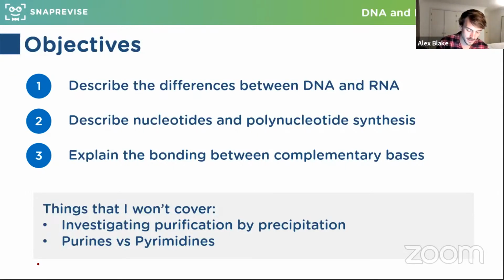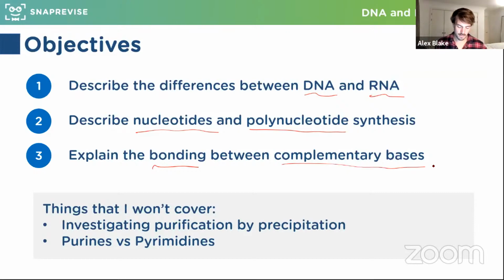So we might not have time to do everything, but I think if we work quickly, there's a chance we will. Anyway, we're going to look at the differences between DNA and RNA. We're going to look at the structure of a nucleotide, and how we make polynucleotides from those. And then we'll look at the bonding between complementary base pairs.